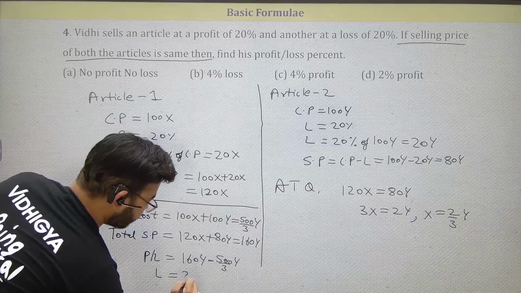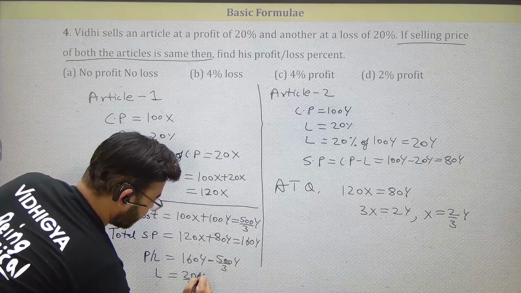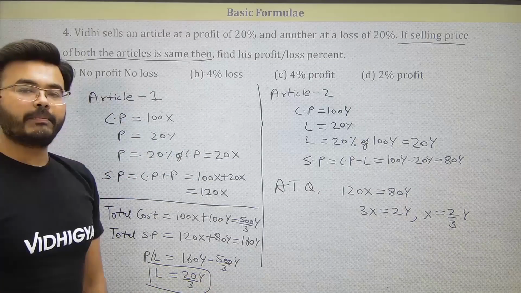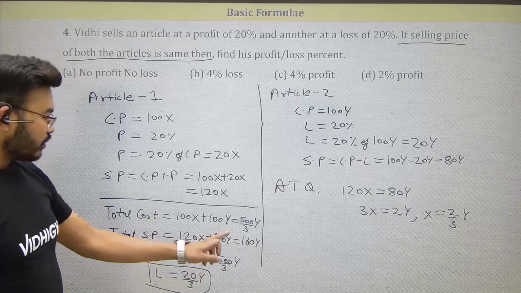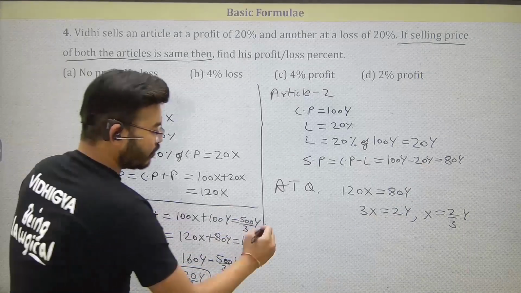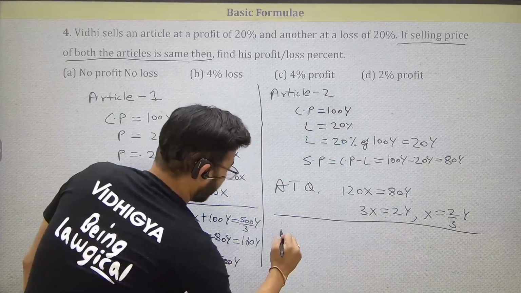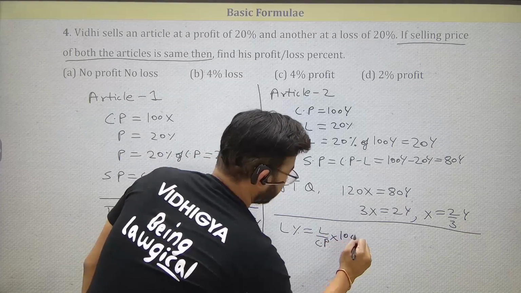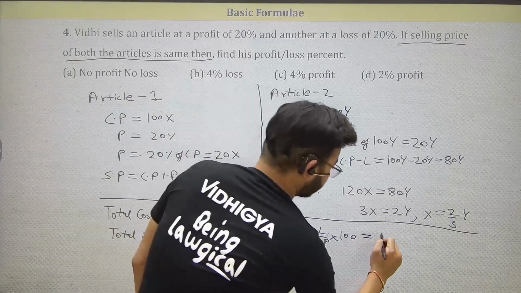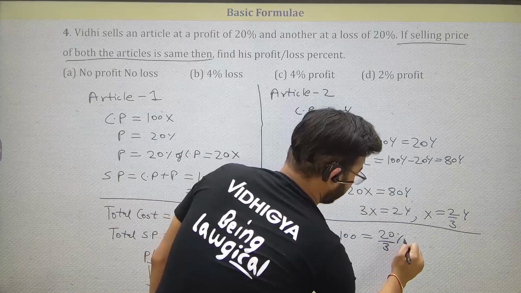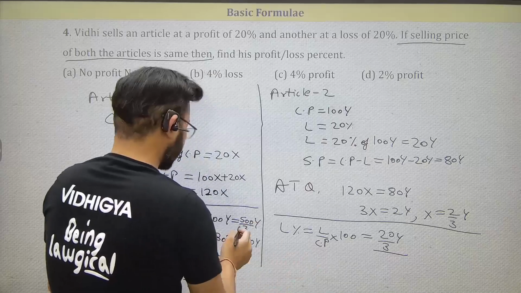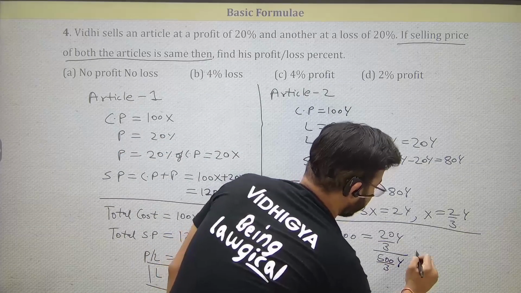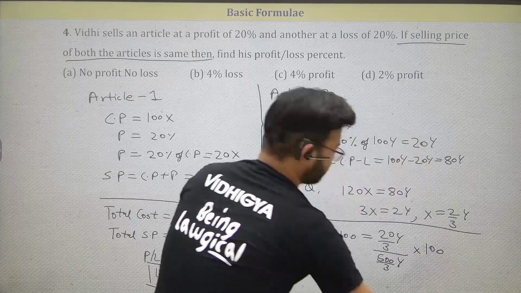So the loss is 20 by 3y. This is the loss that we need to bear. And the total cost price is 500 by 3y. So simply the loss percent will be equal to loss upon the cost price into 100. We know the loss is 20 by 3y, so 20 by 3y whole upon the total cost price, 500 upon 3y, into 100.